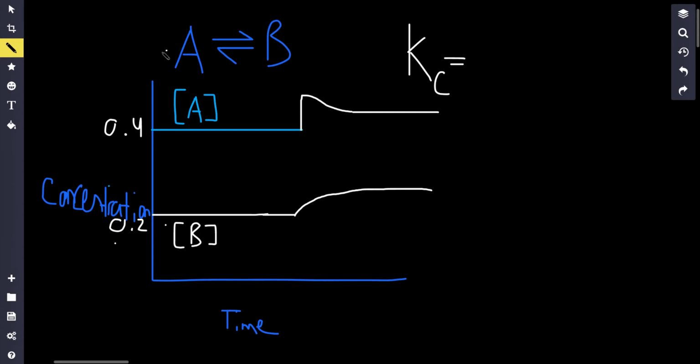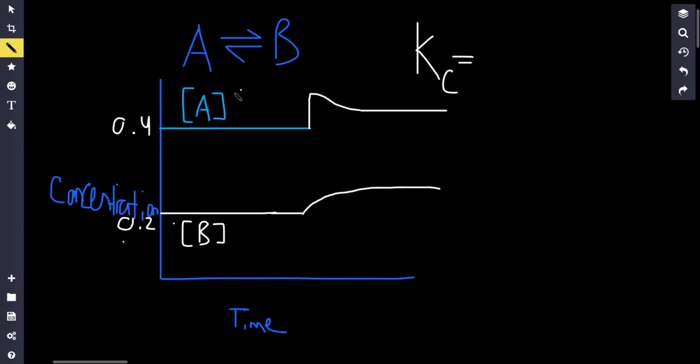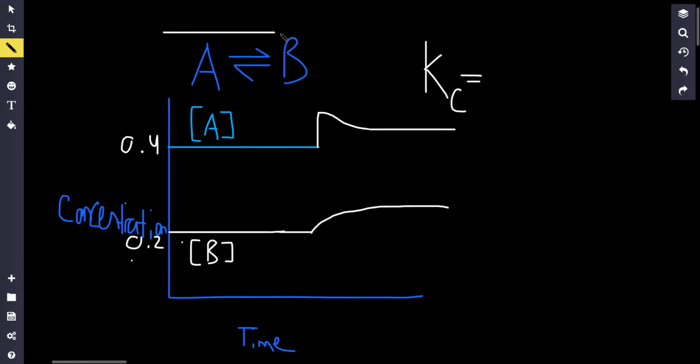Let's just say we have a reaction where A is at equilibrium with B. So remember that when reactions are at equilibrium, the concentrations of your product and the concentrations of your reactant remain constant, because as A turns into B at a certain rate, B turns back into A at the same rate. So if the rates are equal, well, the concentrations have to be constant.